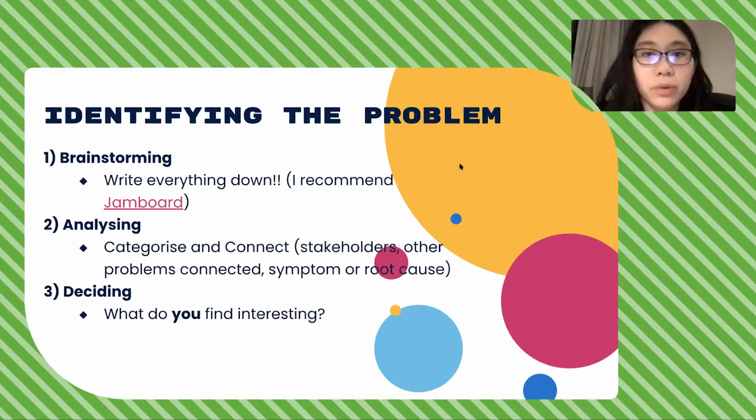Number one is brainstorming. Put everything on the table. I personally recommend Jamboard because my team and I did it fully online, and we could rearrange the post-it notes and play around with different ideas.